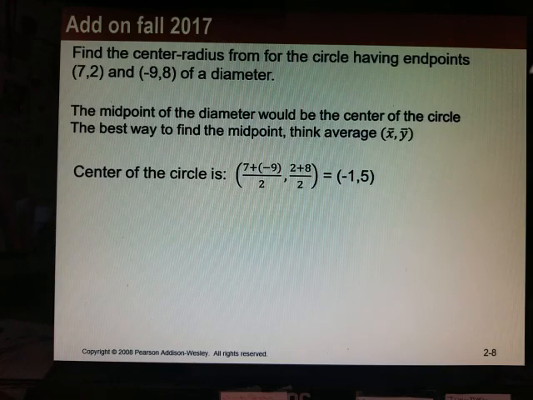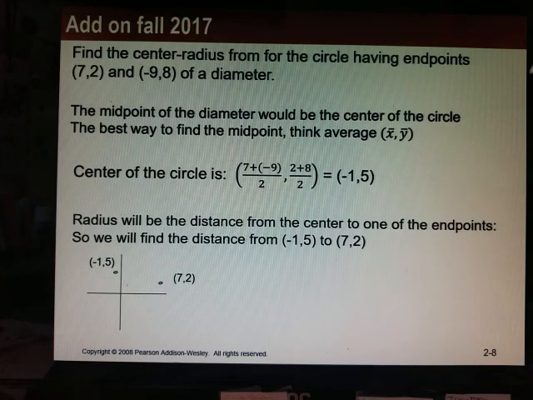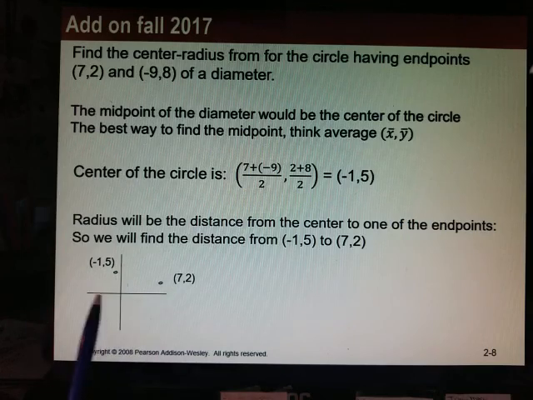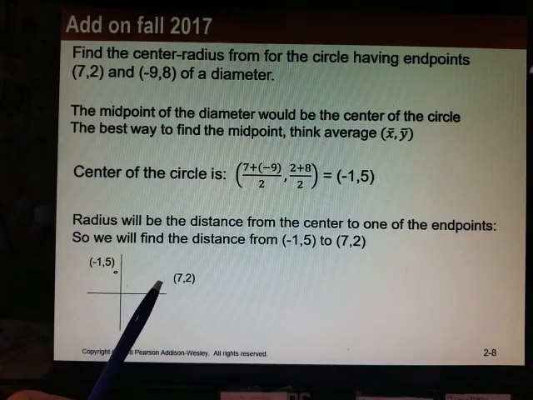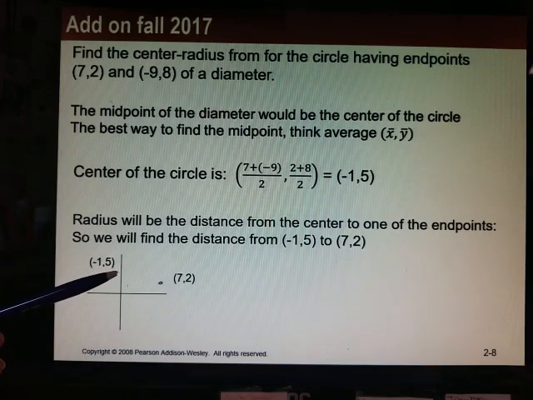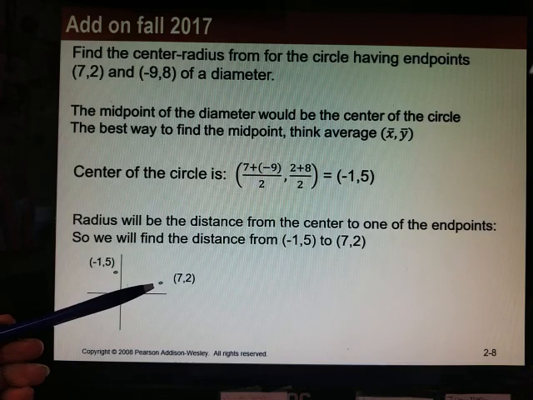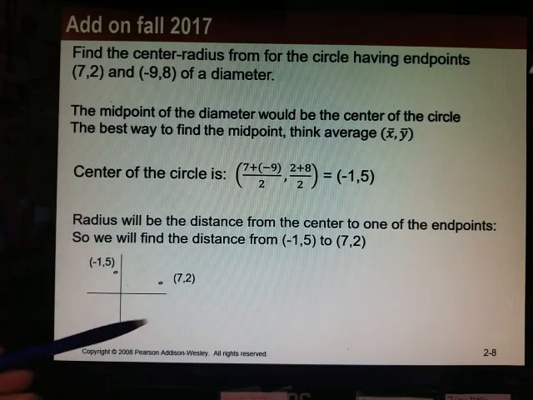Now remember, that's my center for my circle. That's my h and my k. I also need the radius. So I do not plot the endpoints. I am plotting the center, negative 1, 5, and one of the endpoints, I just went ahead and chose the 7, 2. Now remember, that's the center of the circle. This is an endpoint of a diameter. See, so the circle really looks like this right here.